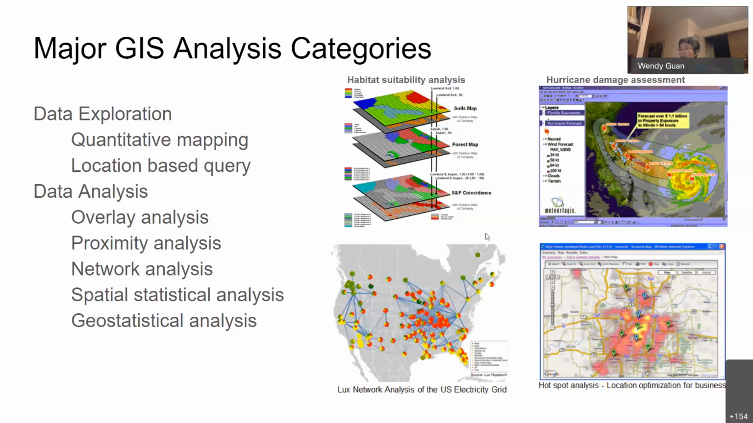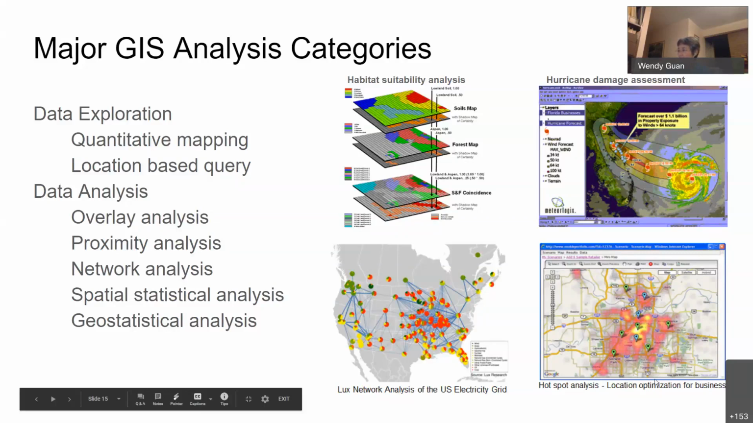And then here is an example of a network analysis when you're trying to study the connectivity of the electricity grid, for example. And there are many others, like river networks, right? Many different transportation networks. All those are network analysis.